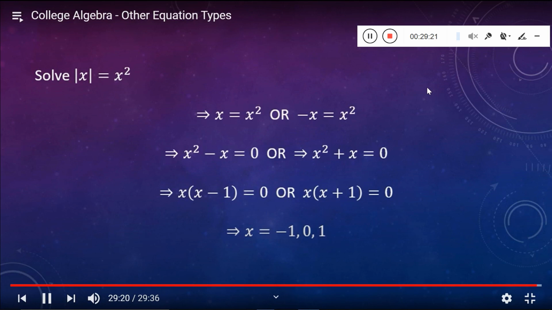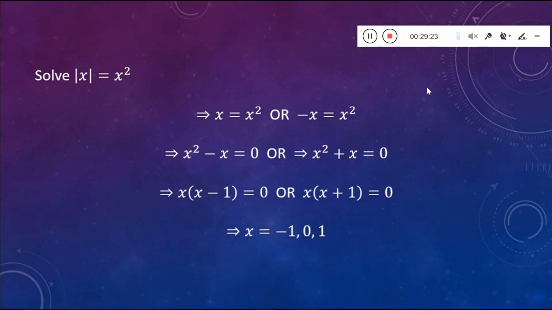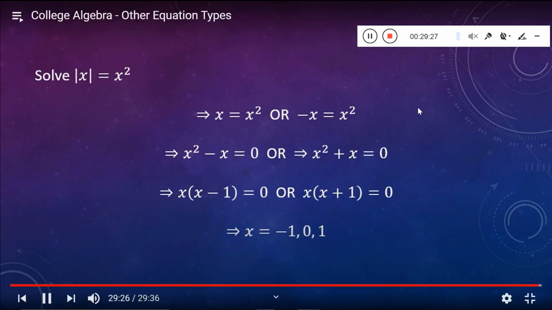So these were the four types of equations that we had: polynomial, rational, radical, and absolute. Polynomial and rational being more common than the other ones.